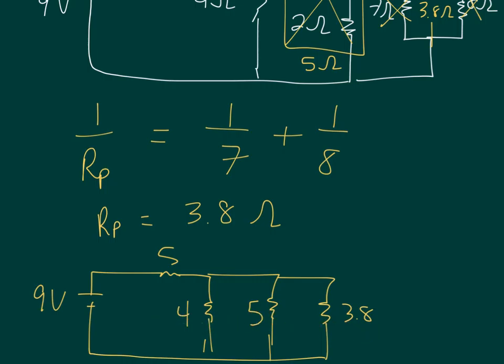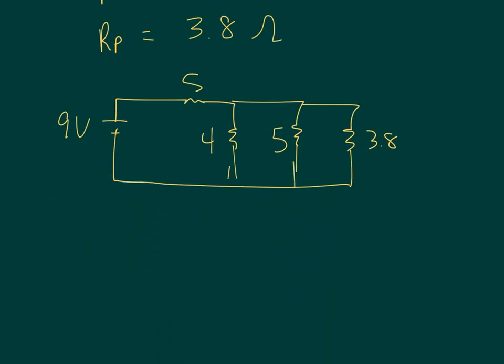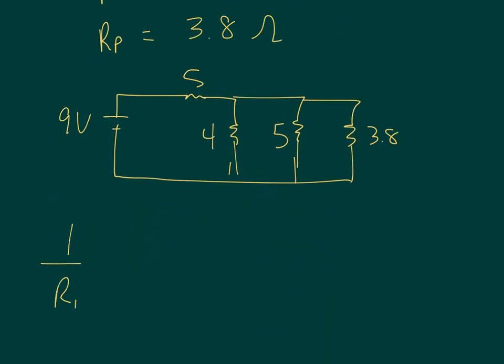Okay, so how are we going to go ahead and simplify that? The same thing. Yeah. And your answer will definitely be less than 3.8. It's always less than the smallest resistance.